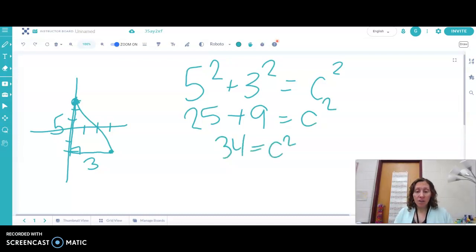And then to unsquare that, we have to take the square root. Whoops, I put in the wrong number. 34 square root. All right, so that would be 5 83/100.